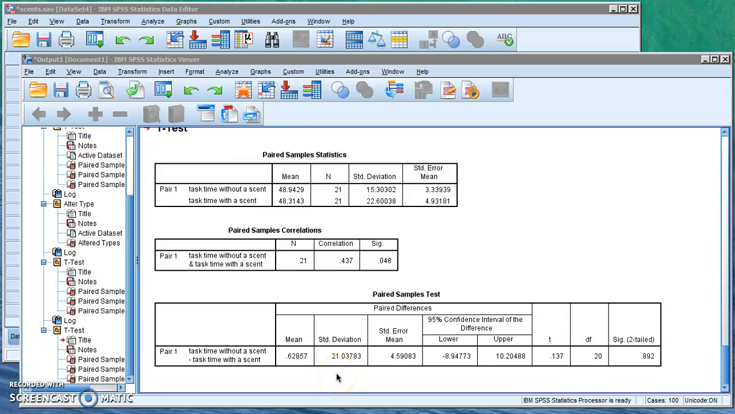That is how you conduct a paired sample test, or otherwise known as a dependent t-test, in SPSS.